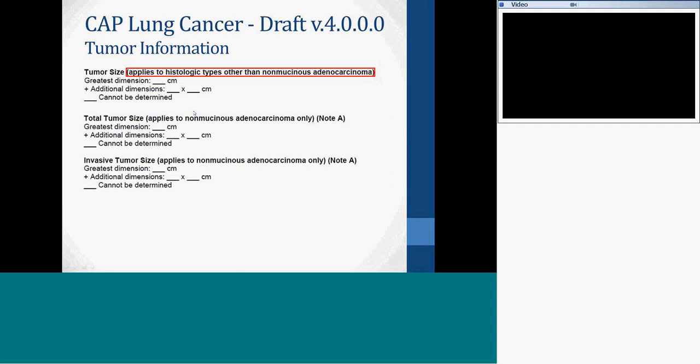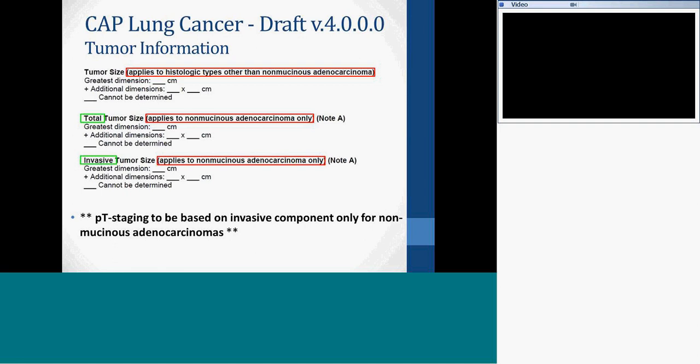However, for non-mucinous adenocarcinomas, there are now two new fields: first of all, total tumor size, and invasive tumor size. And once again, this applies to non-mucinous adenocarcinomas, which is really the large majority of adenocarcinomas. The reason for this change is that, as we'll see, the T staging going forward with the 8th edition is to be based on the invasive component only. For mucinous adenocarcinomas, it's still the total tumor size, including lipidic and invasive components, but for non-mucinous adenocarcinomas, staging will be based on invasive tumor size, not the total tumor size.